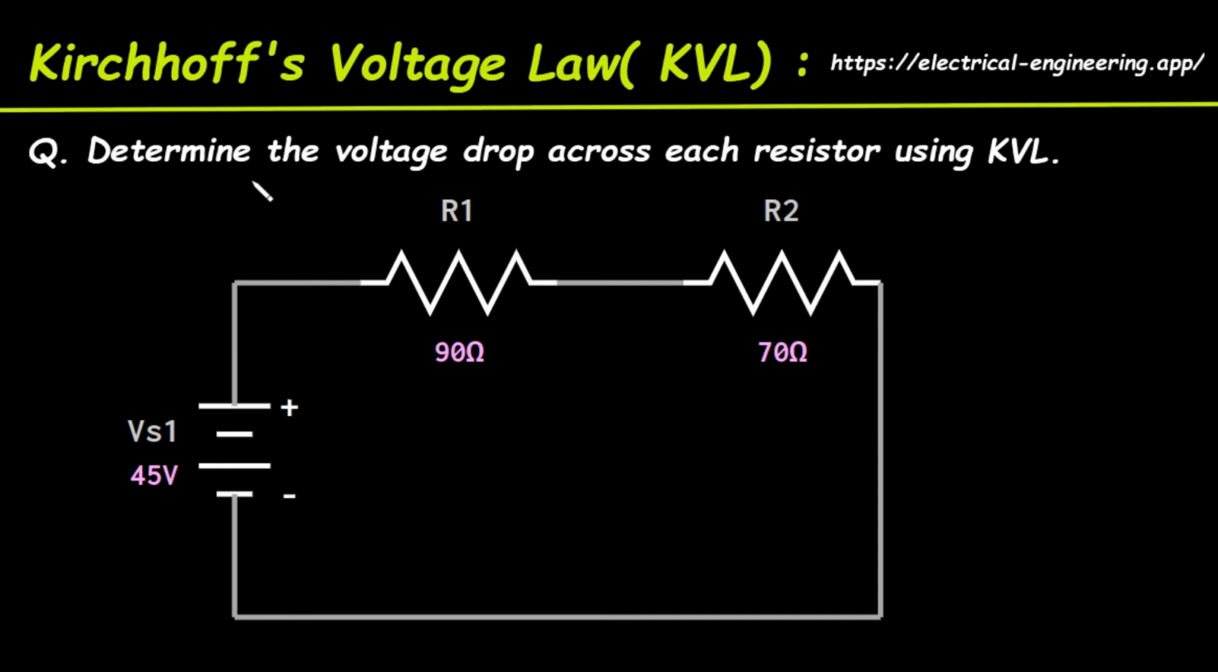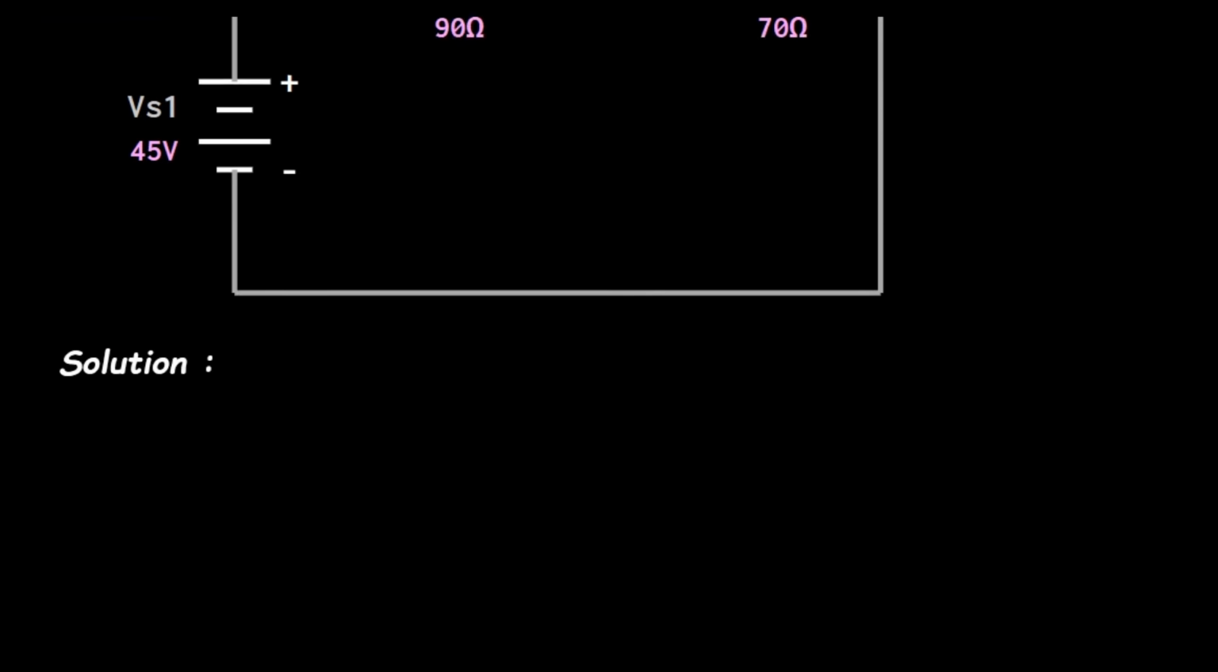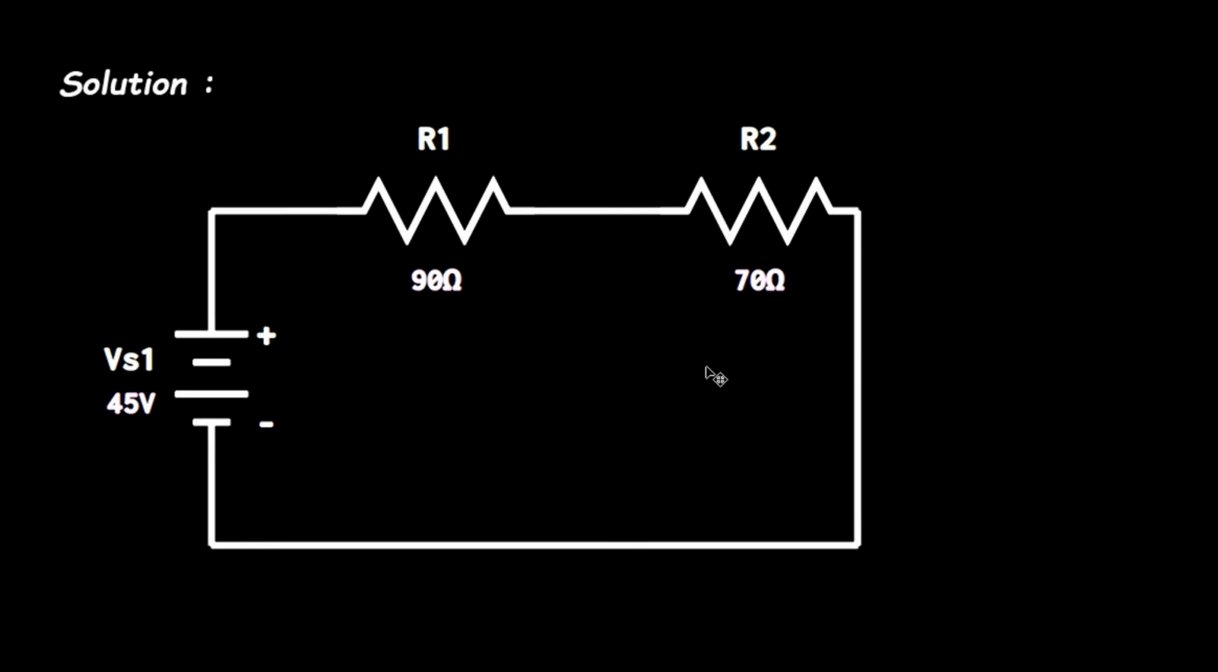Now here the question is, determine the voltage drop across each resistor using KVL. For this circuit, we have to determine the voltage drop across R1 and the voltage drop across R2 by using KVL. So, solution, first of all we will take this circuit.